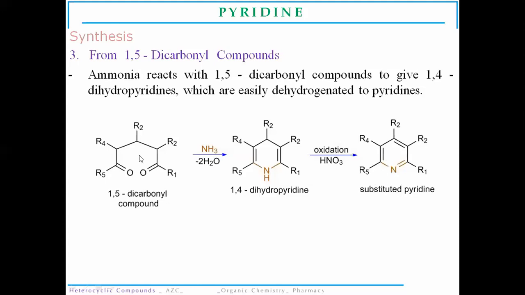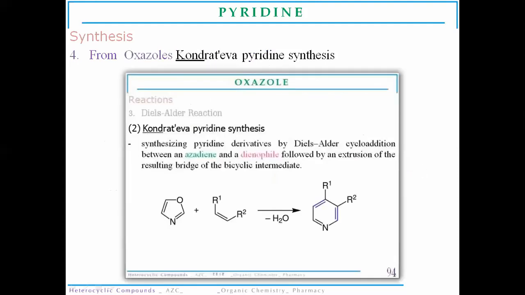See here, this 1,5-dicarbonyl compound is already substituted with so many substituents. And if we are condensing the ammonia with 1,5-dicarbonyl compounds to give 1,4-dihydropyridines, these dihydropyridines undergo dehydrogenation and oxidation in the presence of nitric acid to give substituted pyridines.